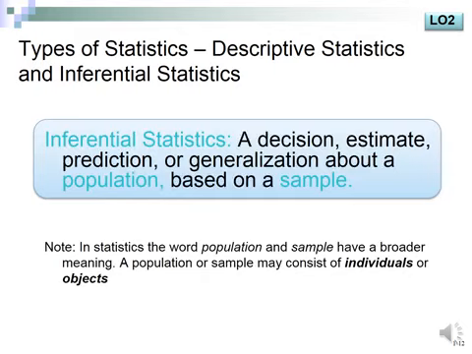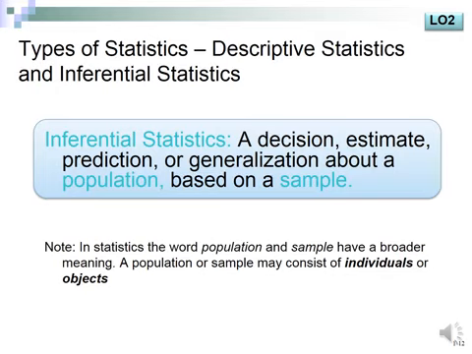Inferential statistics is when you actually use the statistics to make a decision about a population based on a sample. So let me read the definition and then we'll talk about population and samples. Inferential statistics is a decision, estimate, prediction, or a generalization about a population based on a sample. So in statistics, we use the words population and sample. They have a particular meaning. Population would be the entire group. A sample is a portion.